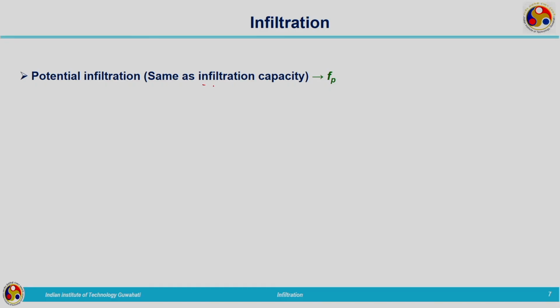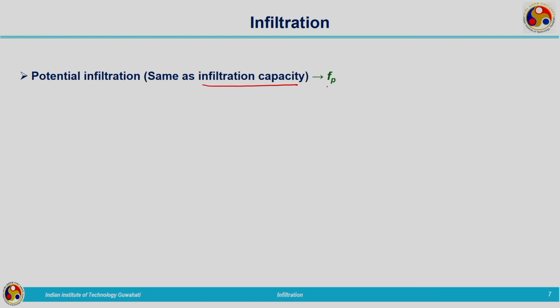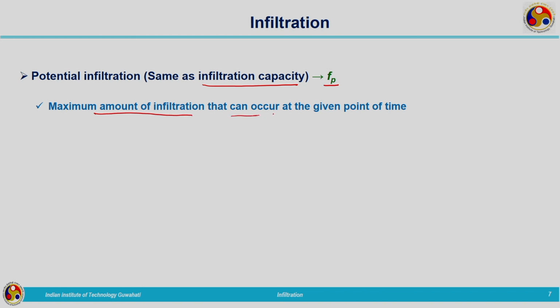Potential infiltration is same as infiltration capacity. What was infiltration capacity? Maximum rate with which water can be infiltrated in the soil. So, potential infiltration is representing the same, that is the infiltration capacity. It is represented by FP. It is the maximum amount of infiltration that can occur at the given point of time. And the second one is actual infiltration.